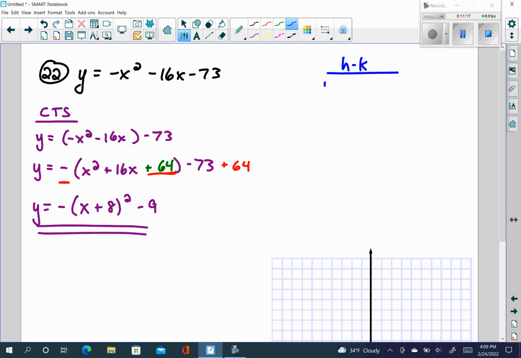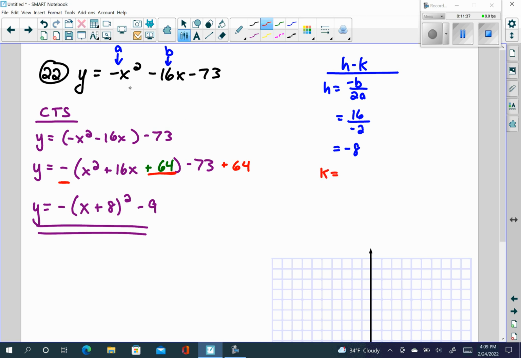HK method. H is equal to the opposite of B over 2A. B is a negative 16. A is a negative 1. So we're going to get the opposite of negative 16 is 16. 2 times negative 1 is negative 2. So we get a negative 8.